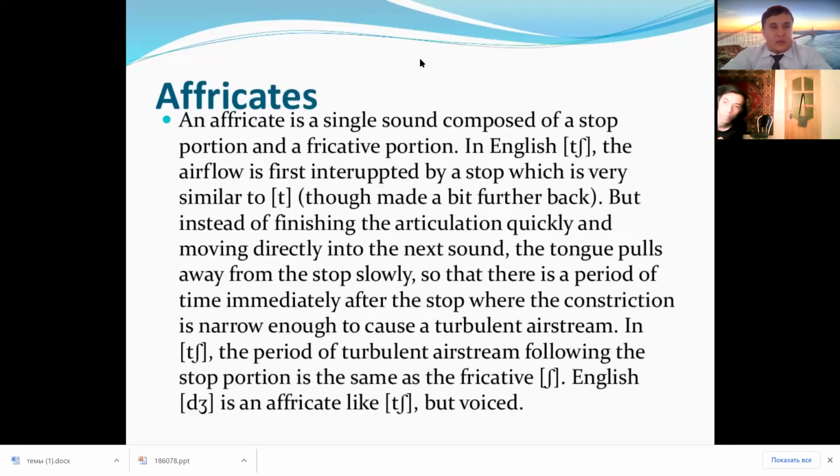So, affricates. An affricate is a single sound composed of a stop portion and a fricative portion. In English, the airflow is first interrupted by a stop, which is very similar to t, but made a bit further back. But instead of finishing the articulation quickly and moving directly into the next sound, the tongue pulls away from the stop slowly, so that there is a period of time immediately after the stop where the constriction is narrow enough to cause a turbulent airstream. In ch, the period of turbulent airstream following the stop portion is the same as the fricative sh. English j is an affricate like ch, but voiced.